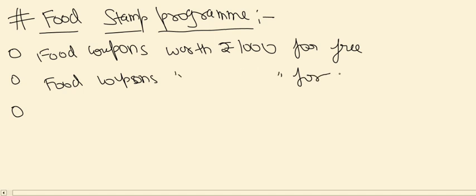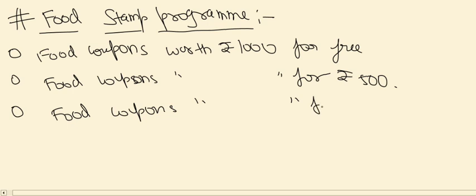audio for that. Now we are going to look at three cases for food stamp programs. The three cases are as follows. Number one is that food coupons worth rupees 1000 are given by the government for free. Second case, food coupons worth rupees 1000 are given to the consumer for rupees 500. And the third case would be when the food coupons worth rupees 1000 for food are given for rupees 250 to the consumer. Okay.